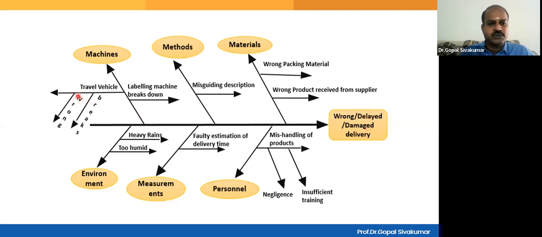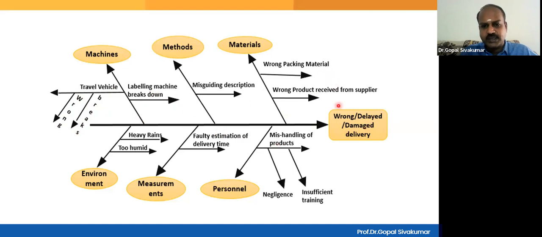And then if you use a wrong vehicle, or if the braking of the vehicle is done very frequently in a wrong manner, that can also make the item get damaged. Similarly, with the labeling machine, if the items are not labeled properly, then also what can happen? Then also a wrong item can reach the ordered person, I mean the end user.